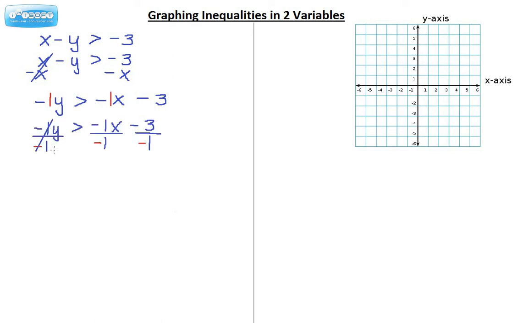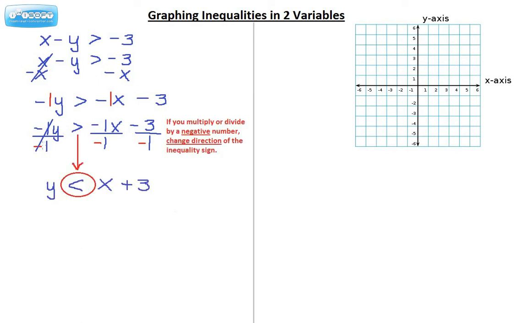One thing to watch when solving inequalities is if you ever divide by a negative number, you have to change the direction of the inequality sign. After we divide, this reverses and we have y is less than x plus 3.